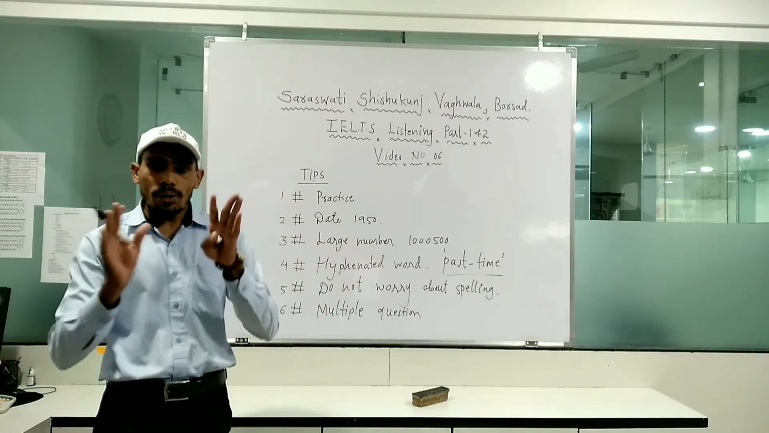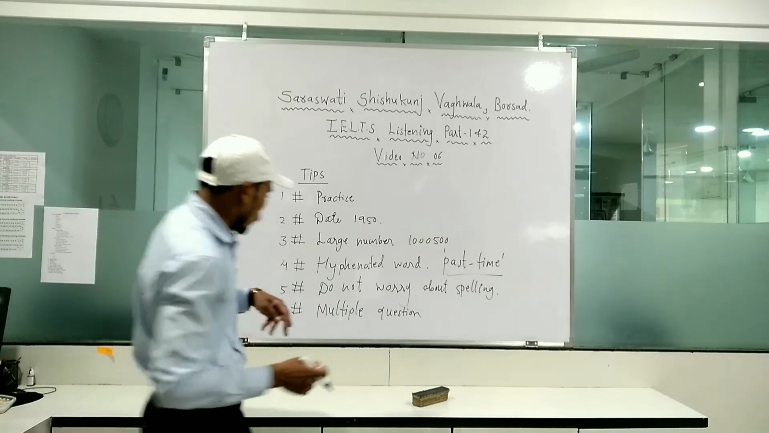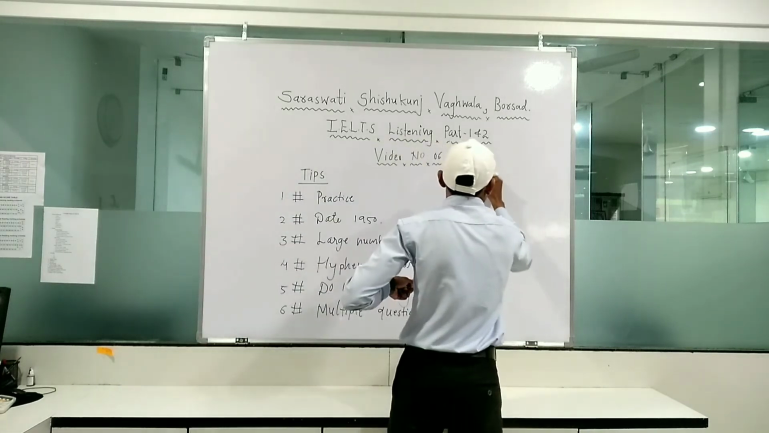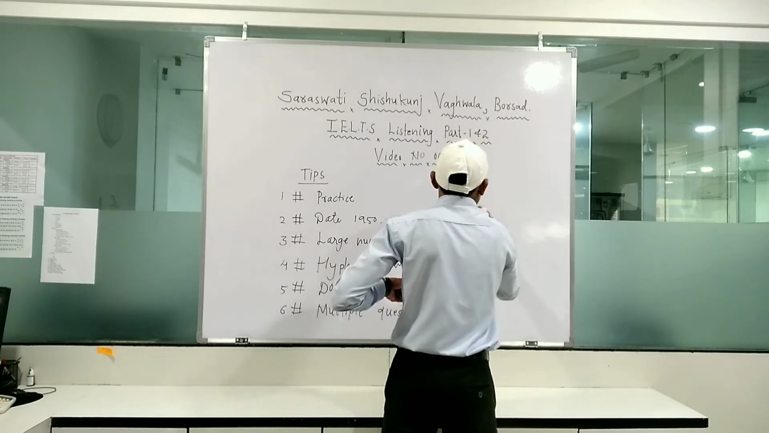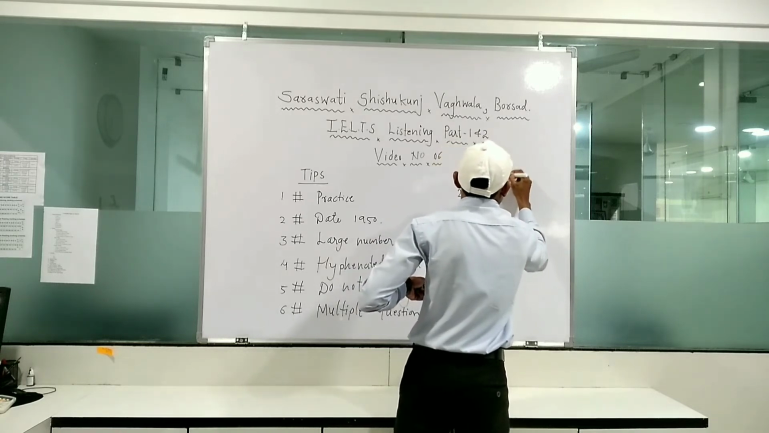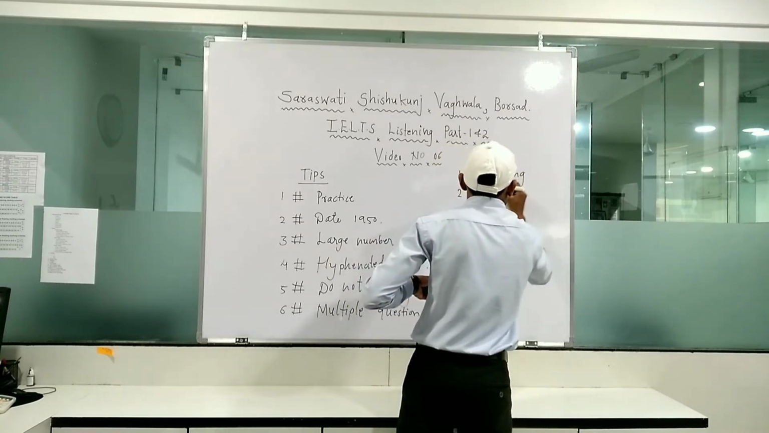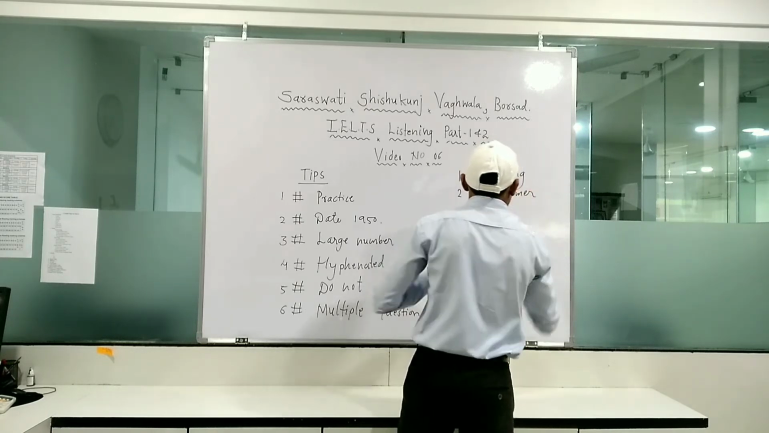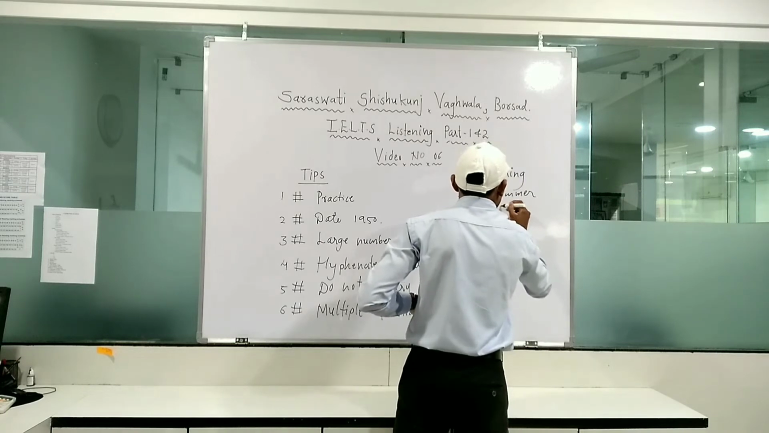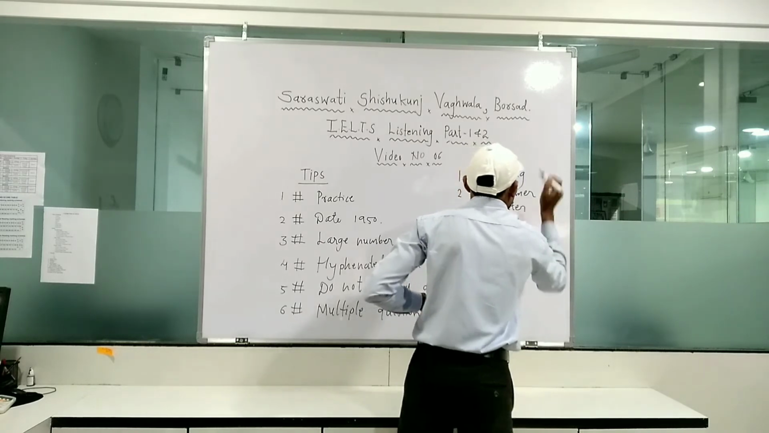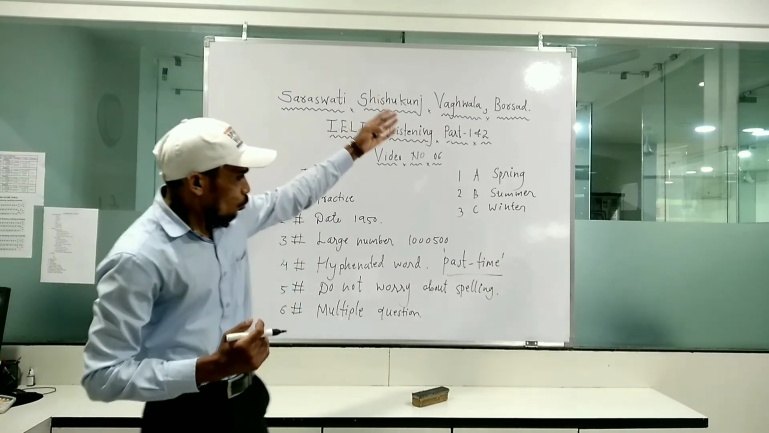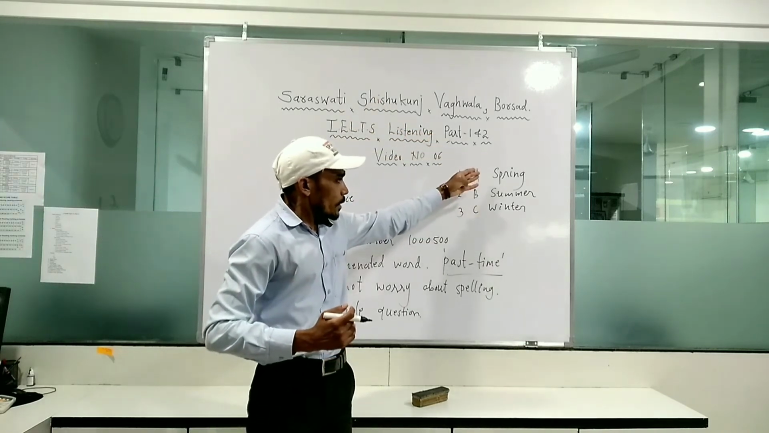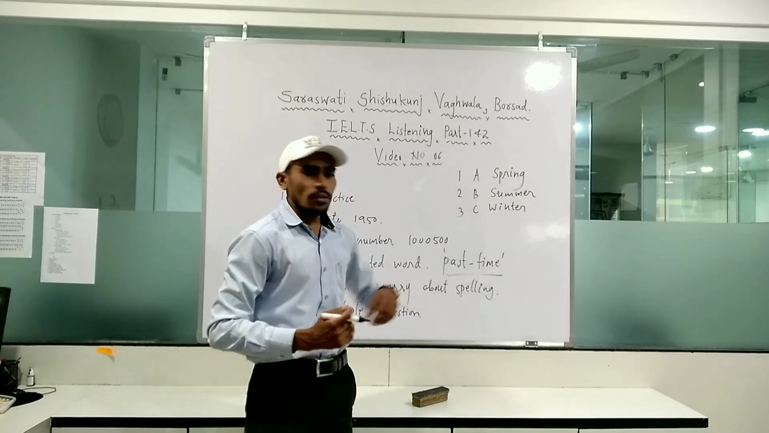Okay. Now, in multiple questions, you need to write only a letter. You don't have to write the word. I would like to give you here A, B, C. Here I write spring, here I write summer, and here I write winter. The three words I have written here are spring, summer, and winter.